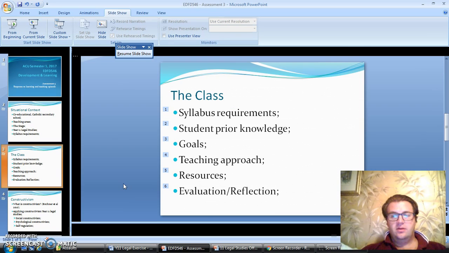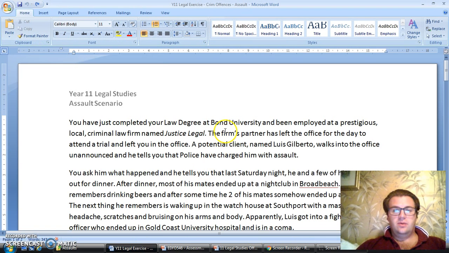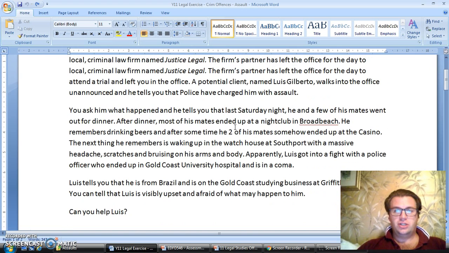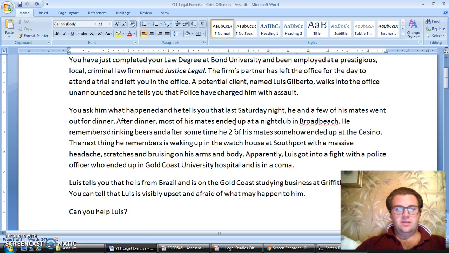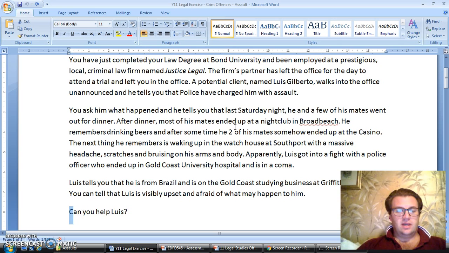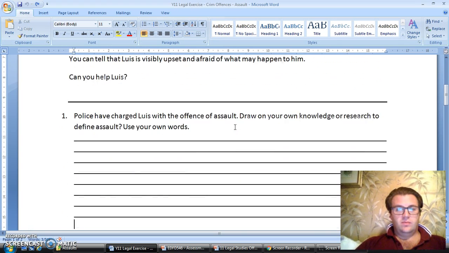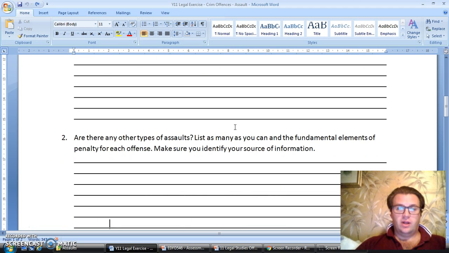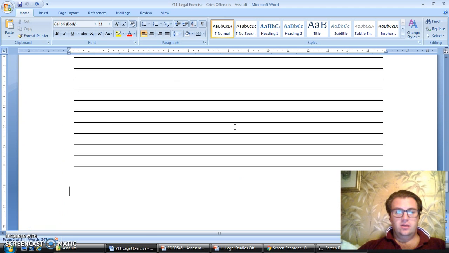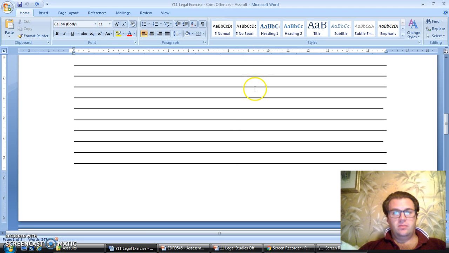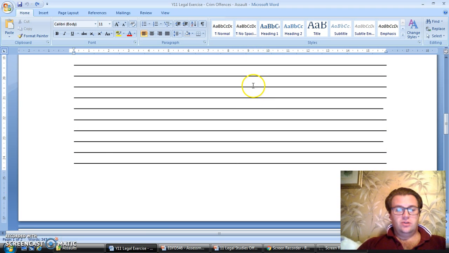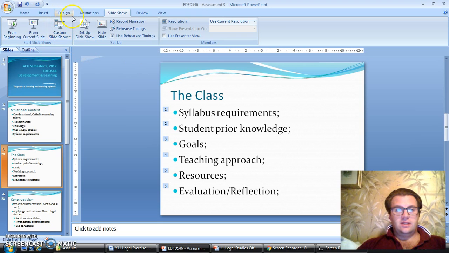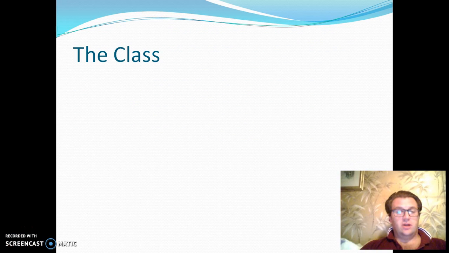So I'll just show you that now. Here was the assault scenario that I printed out a worksheet for each student, and the summary of the scenario there. You can see there, can you help Lewis? Then question 1 here, I created a few lines there so that they can handwrite their responses. Question 2, question 3, question 4. So there were 4 questions there that the students had to complete in class. That was kind of the crux of it, I guess.